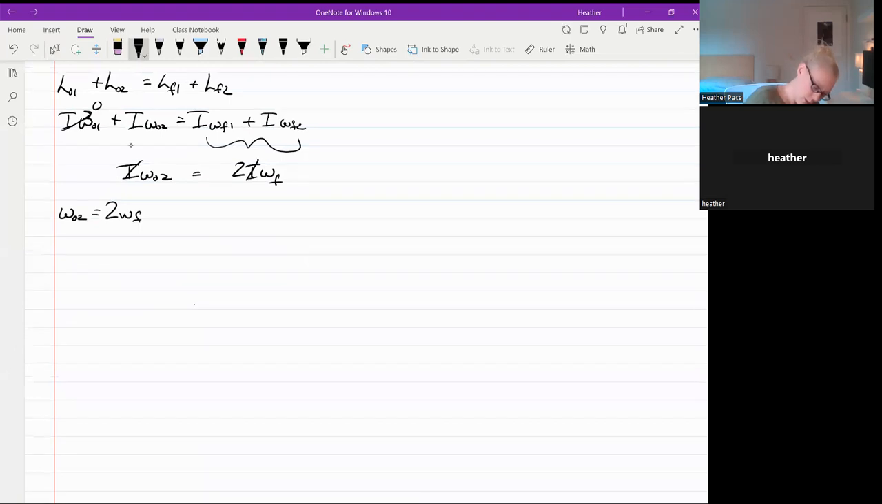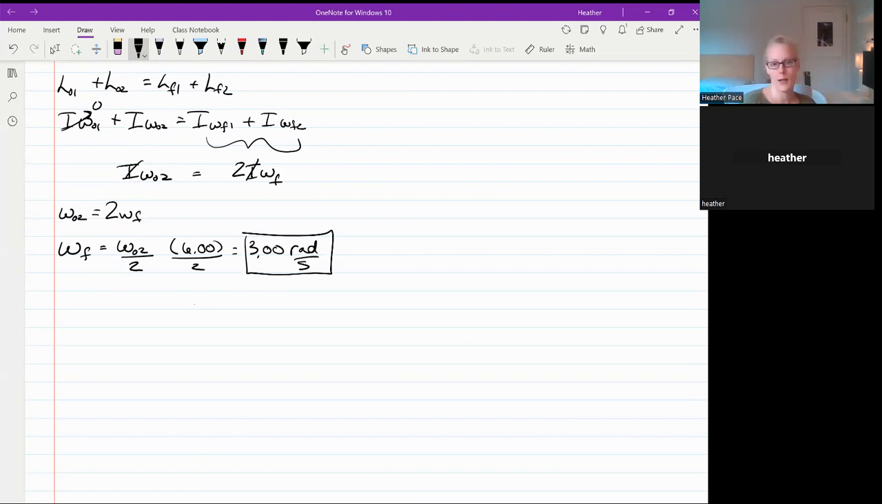And so we can rearrange this. Omega F equals omega naught 2, which we were given, divided by 2. Plug in numbers. What do we have? 6.00. Again, I'm leaving off units. Divided by 2, and we get 3.00 radians per second. And that's our answer.